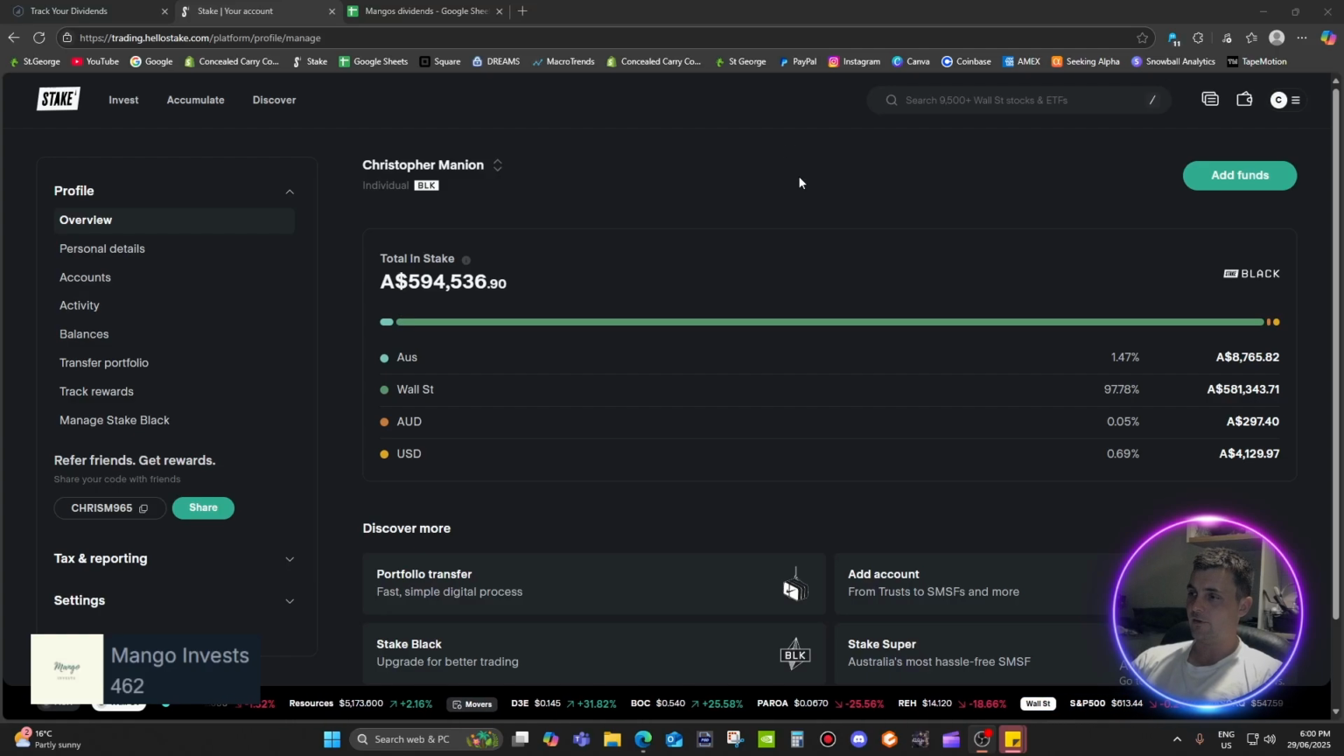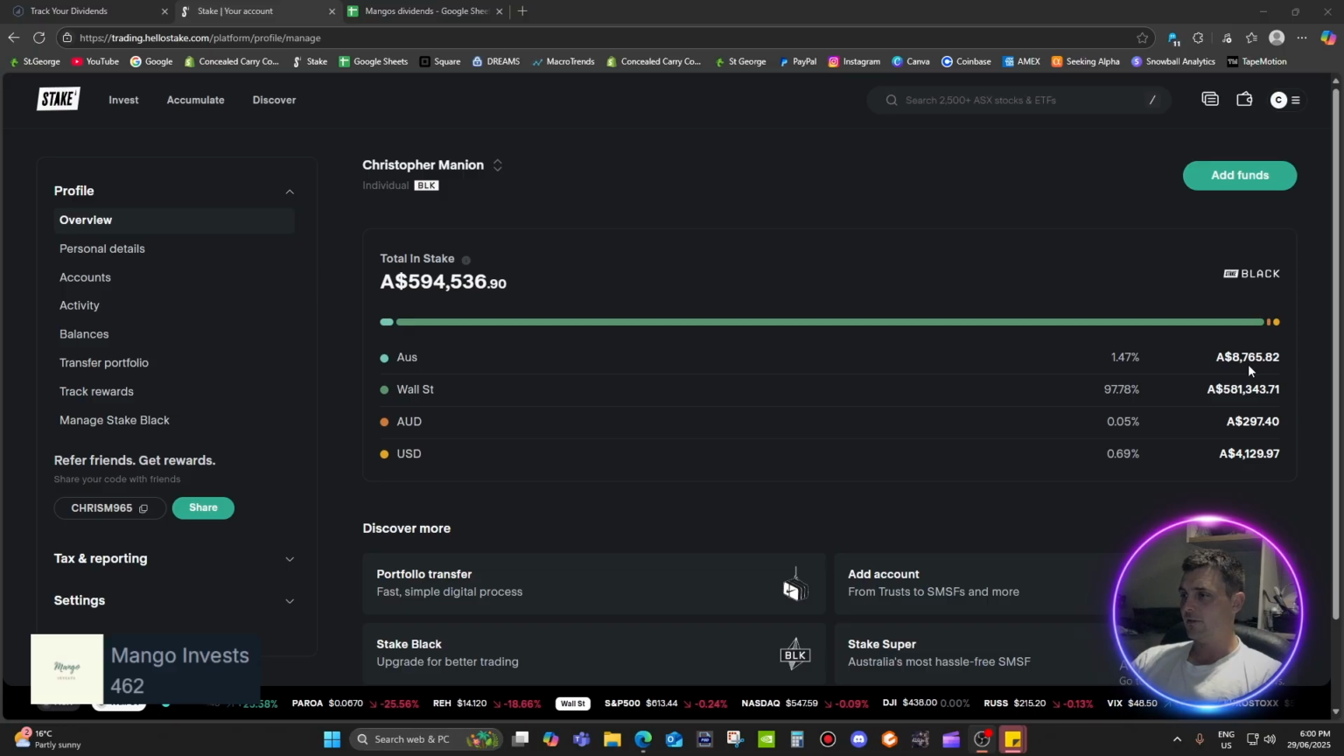We're just going to have a look at the overview of the portfolio, talk about some dividends, and the house deposit which we've made. As you can see here in Australian currency, we're sitting at $594,000, which is broken up into a couple of different accounts.